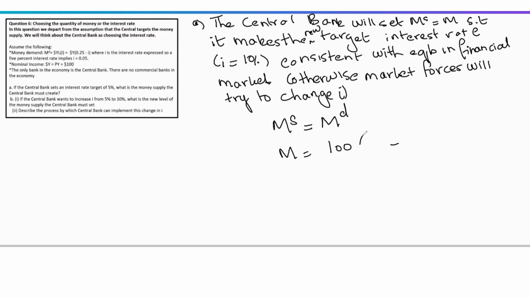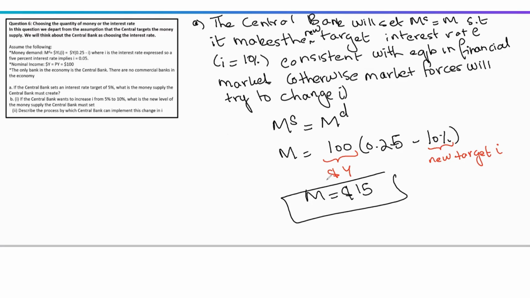MD is still 100, which is $Y, times 0.25 minus 10%. So here we know 100 is the nominal income $Y given to us in the question, and this is the new target I. And from here, we can solve for M, which is $15. So if you want the target interest rate to be 10%, you want to make sure this is consistent with financial market equilibrium, and for that you set the money supply at $15, because then money supply is money demand at this interest rate of 10%.